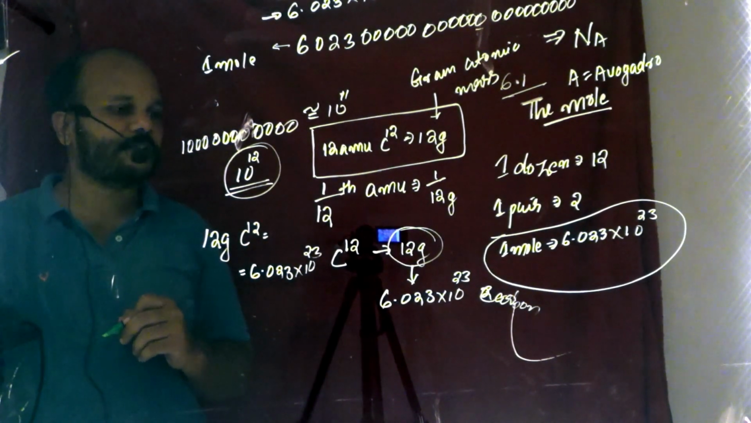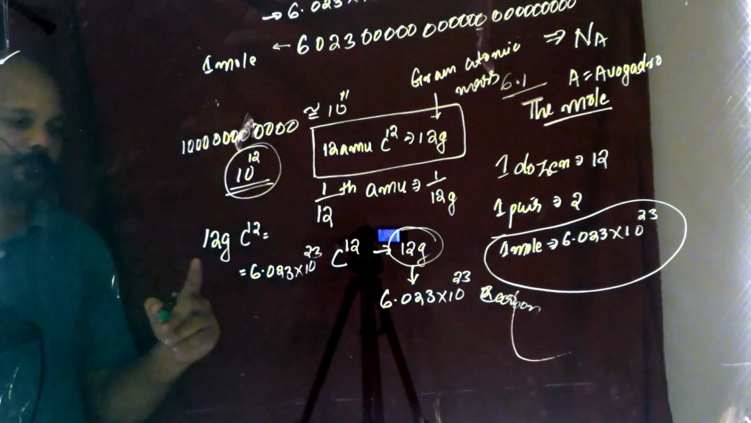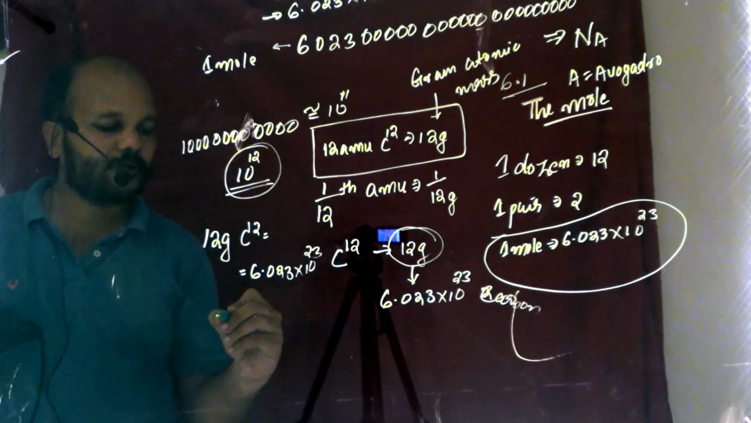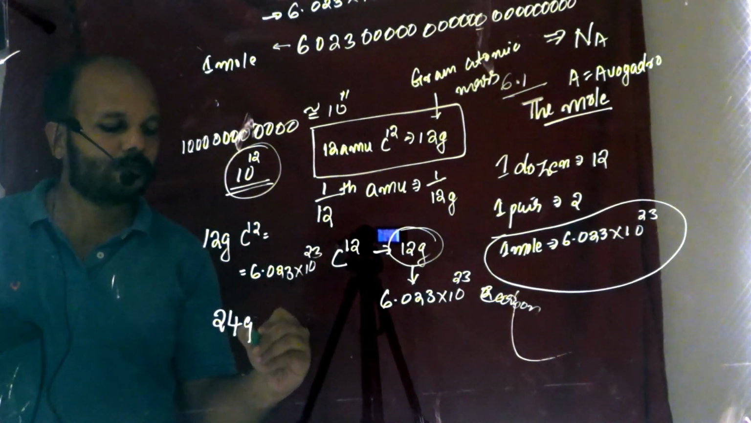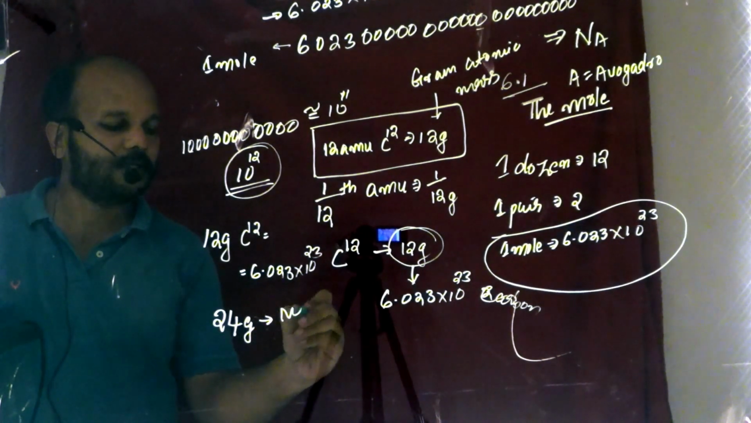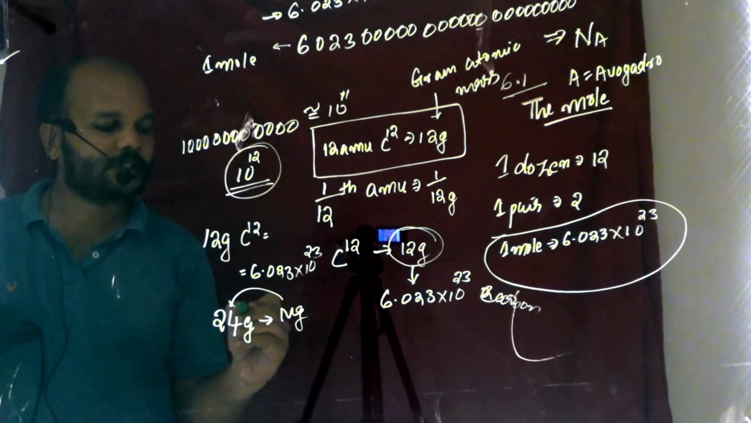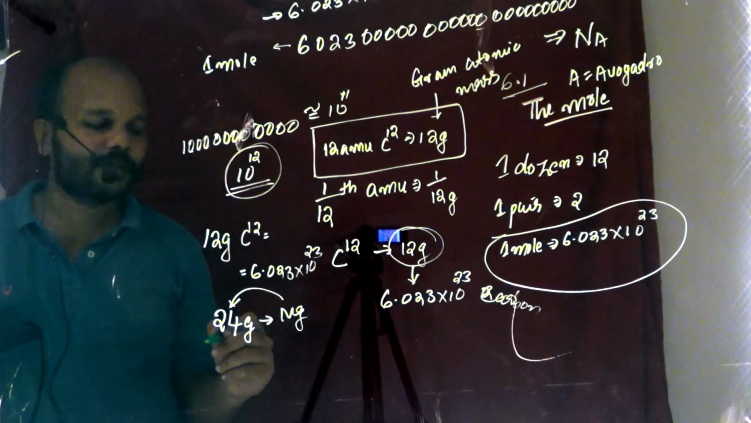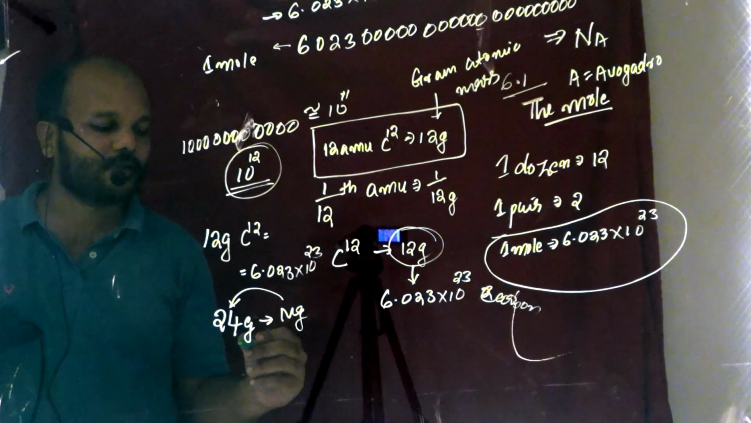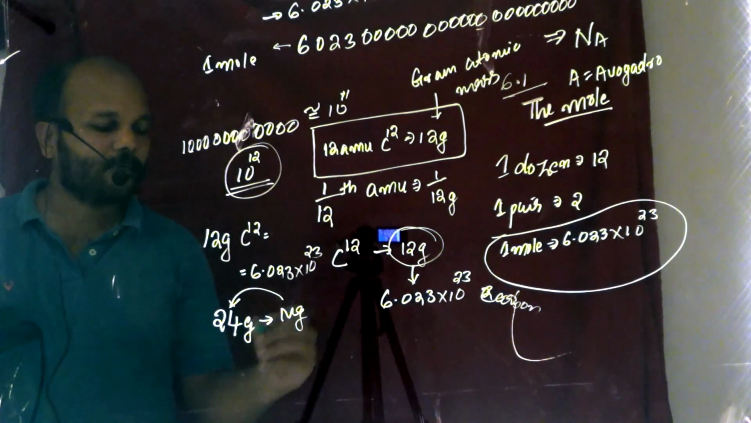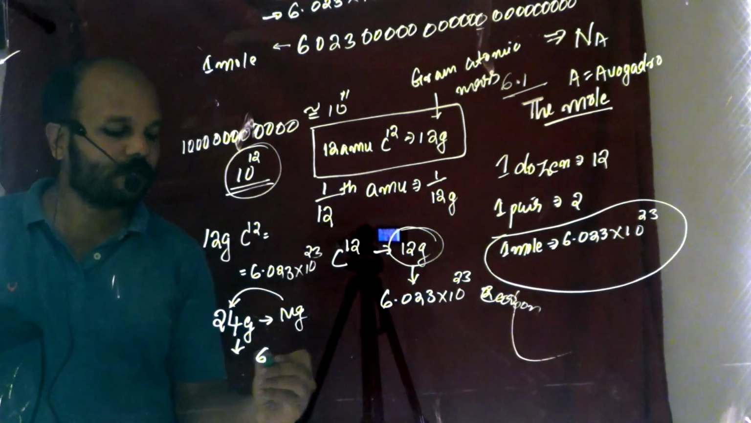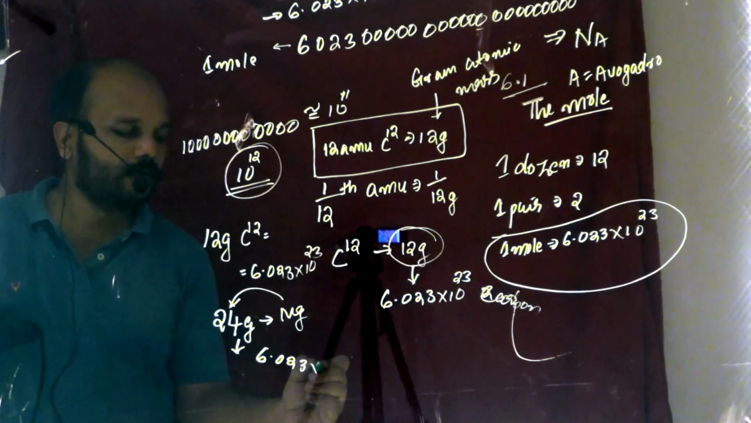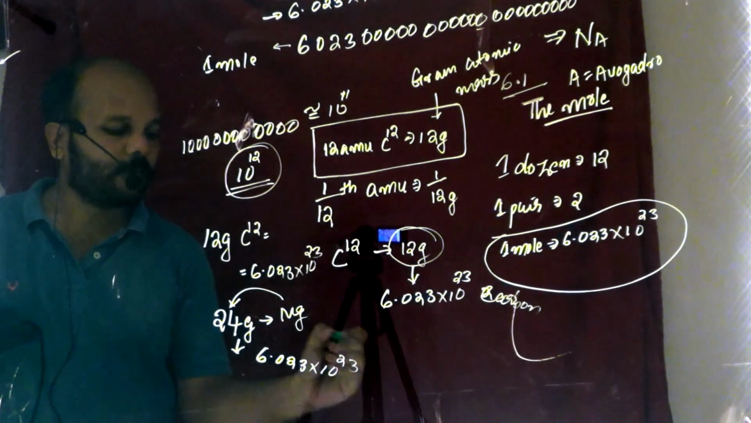Now what we can understand, same way, if you take 24 gram of magnesium, the atomic mass of magnesium is 24 atomic mass unit, and if you are taking the gram atomic mass, it is going to be 24 gram. 24 gram of magnesium contains, again same way, 6.023 into 10 raised to 23 number of particles.